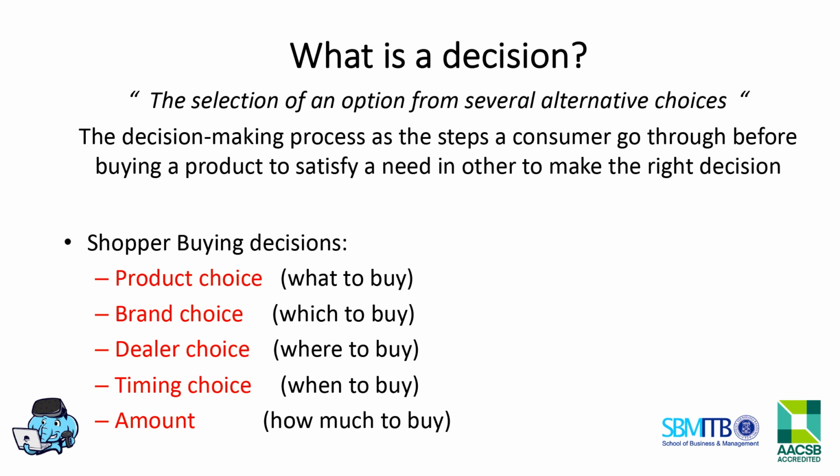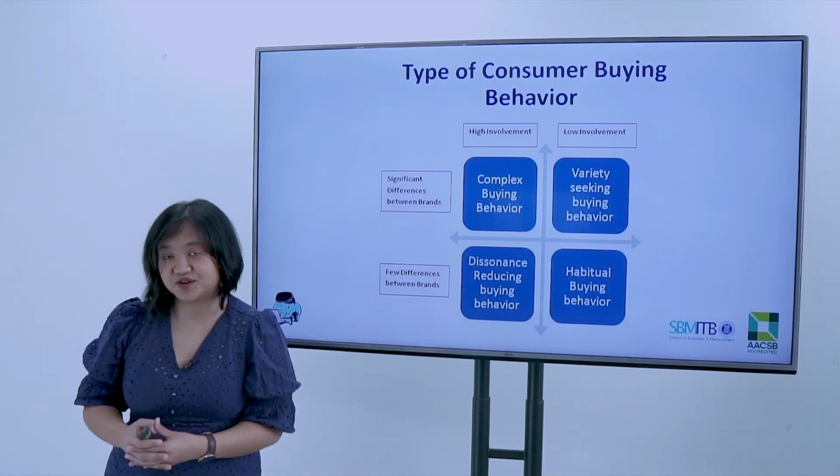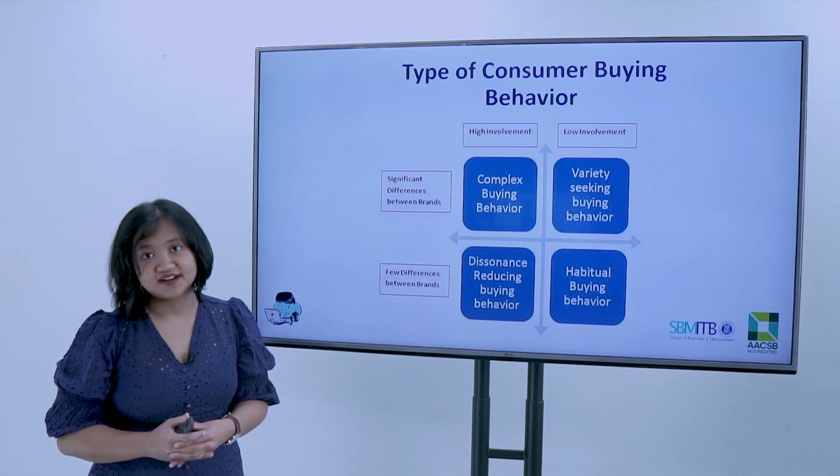So what kind of factors are involved in consumer decision making? The product choice, what to buy; brand choice, which to buy; dealer choice, where to buy; timing choice, when to buy; and the amount of the product, how much to buy. And we have 4 types of customer buying behavior.